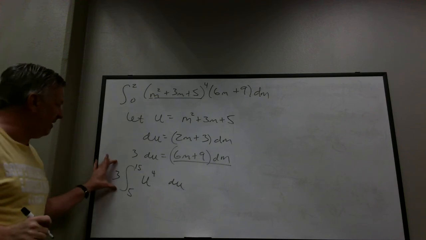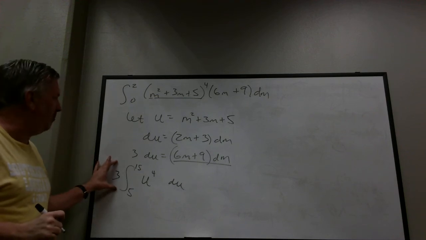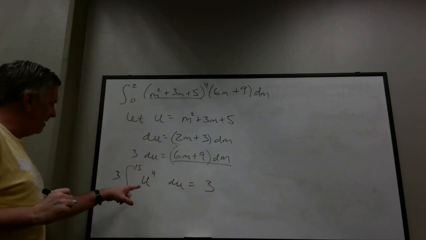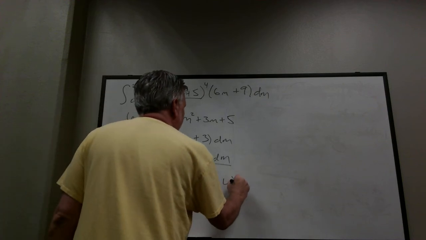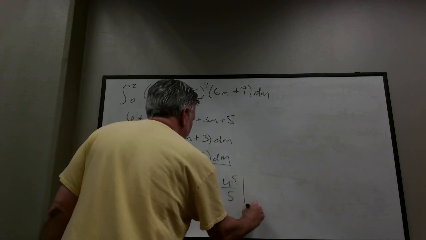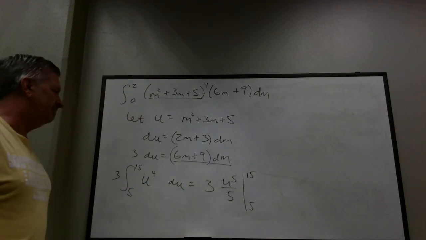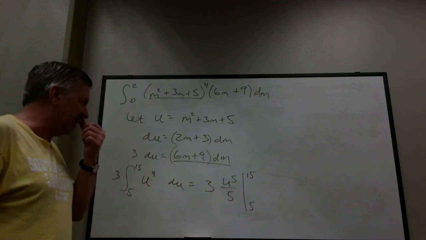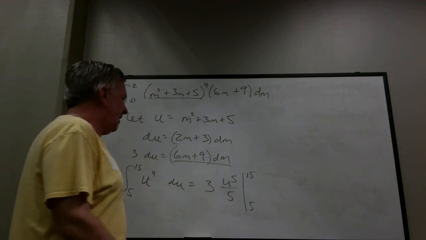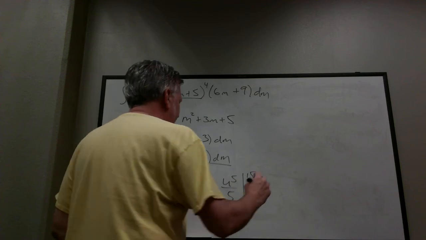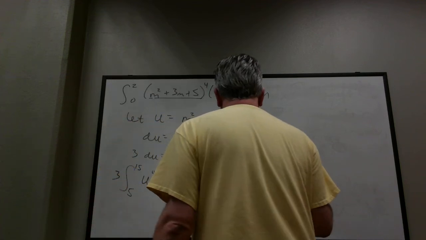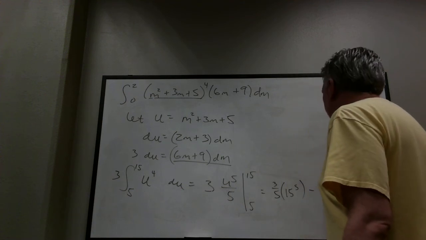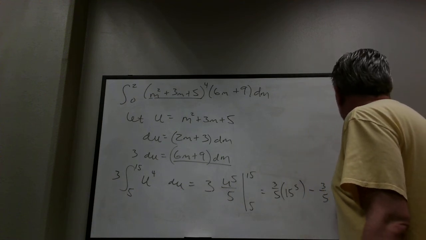Okay. Now, if you change the endpoints like I did here, you do not have to go back to the original variable m. I wouldn't. Right? So now we just go ahead and integrate. The integral of u to the fourth is u to the fifth over 5, evaluated from 5 to 15. Remember, that's what the vertical line means. Plug in the top number, plug in the bottom number, and subtract. That's your F of b minus F of a. Okay, so I'm going to write the fraction as 3/5 here. That's 3/5 times 15 to the fifth minus 3/5 times 5 to the fifth.